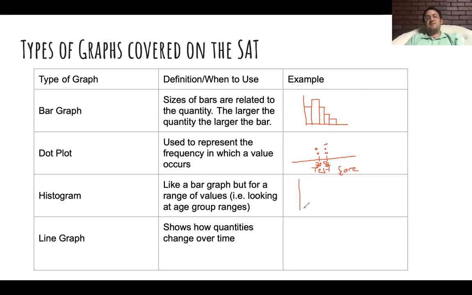And then the histogram resembles the bar graph quite a bit, except you're having a range of values on the x-axis rather than a scale. So maybe I'm looking at 30-year-olds and 40-year-olds and 50-year-olds and stuff like that.